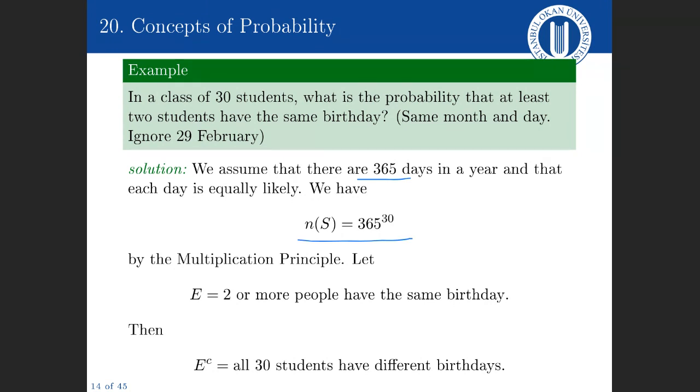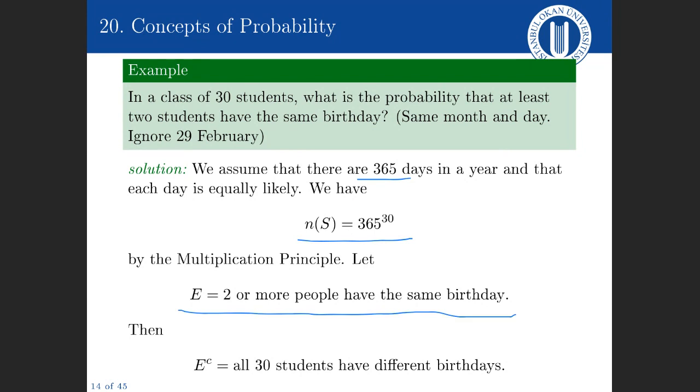Then the number of elements in the sample space must be 365 for the first student, multiplied by 365 for the second student, multiplied by 365 for the third student, and so on. Because we've got 30 students, it's going to be 365 multiplied by 365, multiplied by 365, etc., 30 times, or 365 to the power of 30.